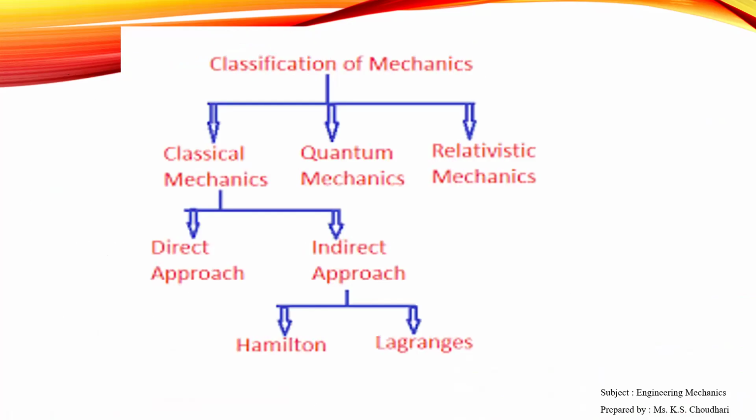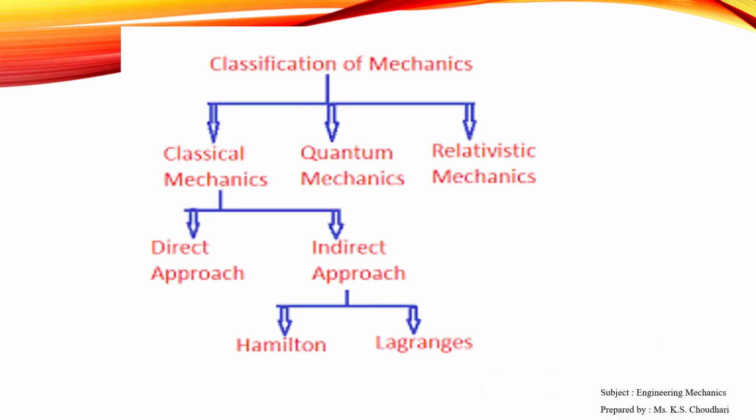Here is the classification of mechanics. Mechanics is broadly classified into three types, that is classical mechanics, quantum mechanics, and relativistic mechanics. Classical mechanics is also known as Newtonian mechanics. Here we can see the laws of motion which were created by Newton.